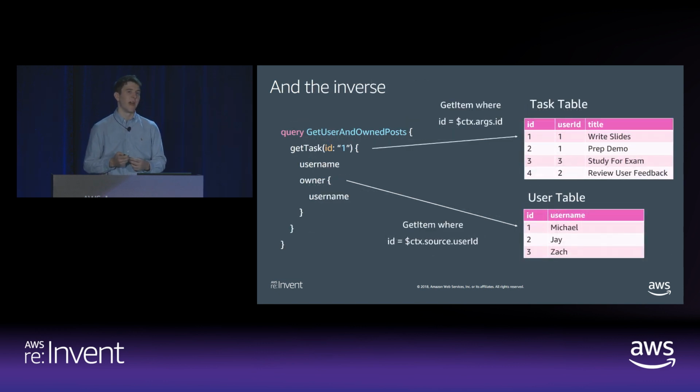And here's the inverse of that. So you can do a get task. It's going to do the same get item against the DynamoDB table, and then the owner is just going to look for that same user object that has the same ID as the context source's user ID.